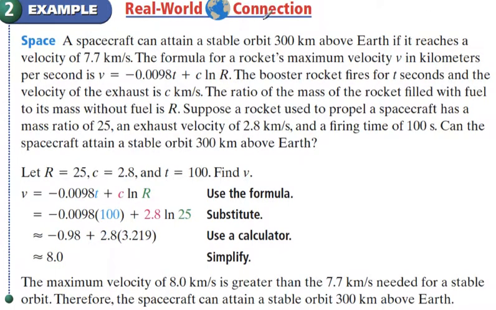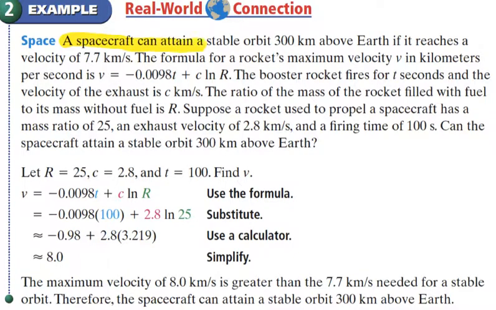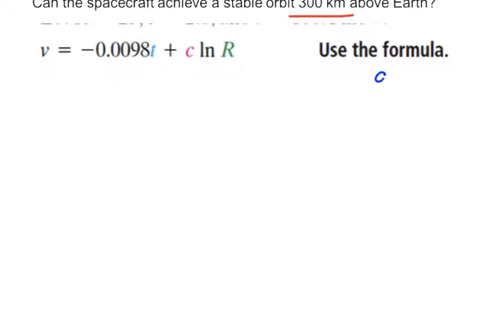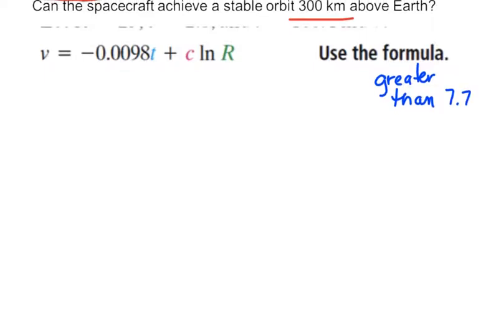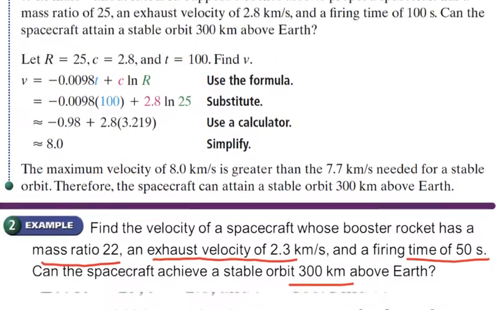Here we go. A spacecraft can attain a stable orbit 300 kilometers above Earth if it reaches a velocity of 7.7. So we would have to have 7.7 or greater, right? So I'm going to put that down here. And I'm going to write it out, so greater than 7.7. Okay, it tells us what all those things mean. The T, okay, should have just gone over this one all together.